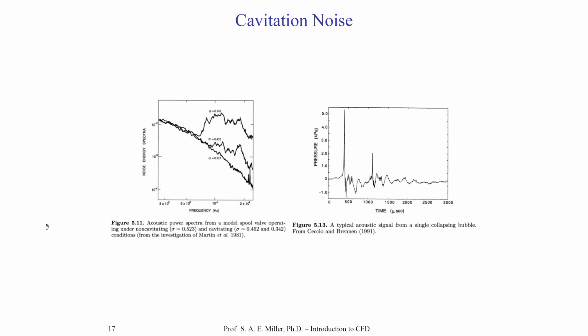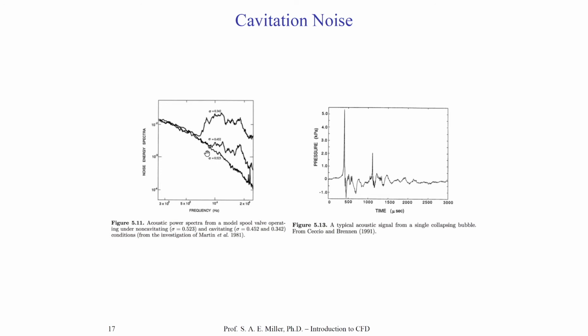Let's look at the acoustic spectra from cavitating flow and non-cavitating flow. On the left, we have a y-axis of the noise energy spectra. The x-axis is frequency. The graph is, of course, of acoustic power from a particular valve under operating non-cavitating flow. Sigma here is the non-dimensional cavitation number. And this part of the spectra is where there's no cavitation, given by the value. Now you can see higher values are noisier. For example, at 10 to the fourth, 10,000 hertz, we have a value of, say, 10 to the third power spectral density.